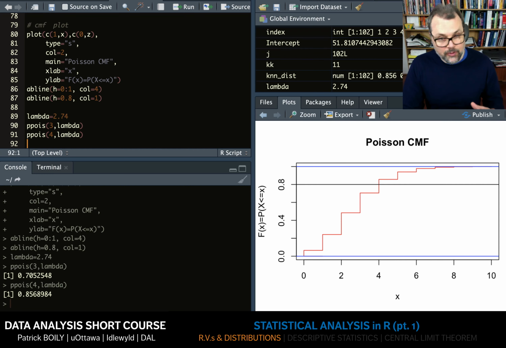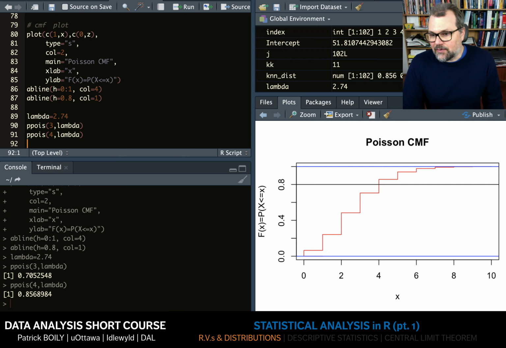This is not the same question as asking how many deliveries are expected nightly, because nightly you expect 2.74 deliveries on average. That's the lambda parameter. That's the expectation of a Poisson distribution. 85% of the time, 86% of the time, you would expect there to be 4 or fewer deliveries, or up to 4 deliveries.